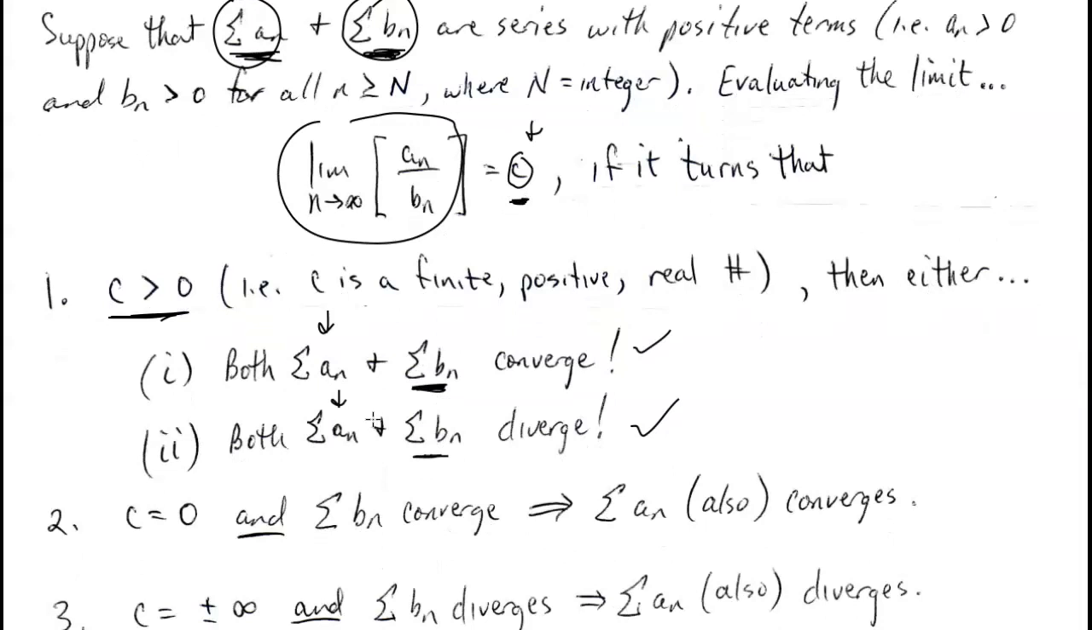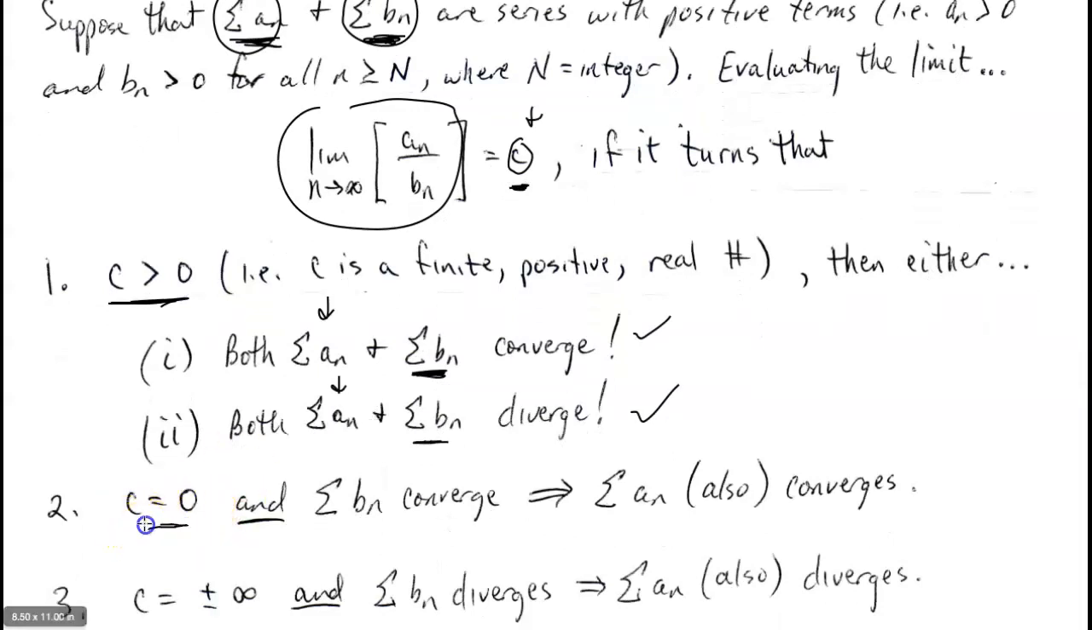Okay. Now, if C is equal to 0, then what that's communicating to us is that our B sub n sequence is indeed growing faster, or put another way, it is bigger than our A sub n sequence as n approaches infinity. So in other words, the B sub n function grows faster than the A sub n, okay?